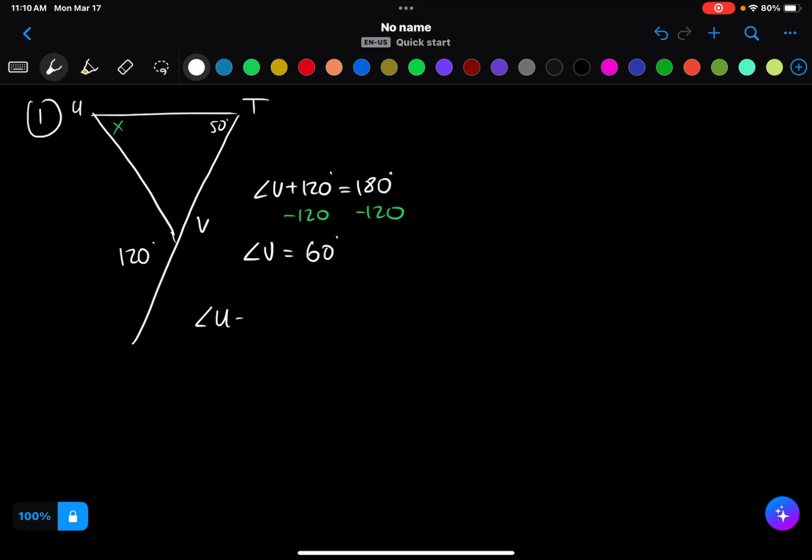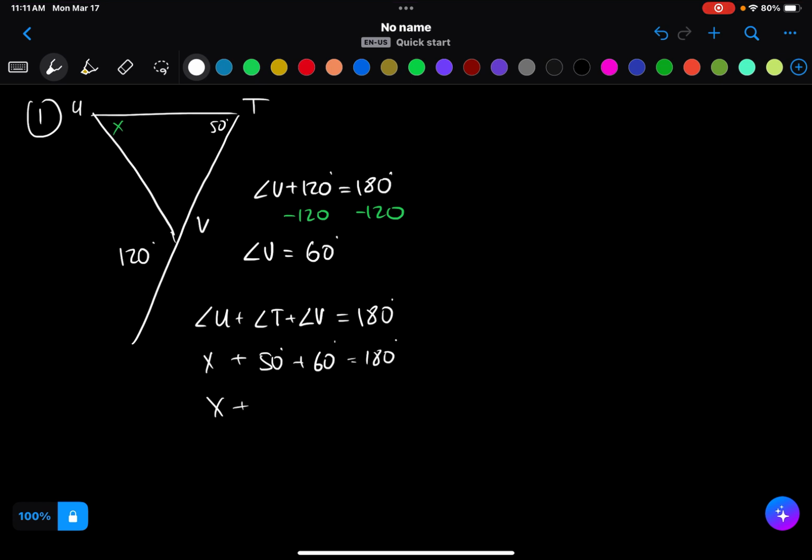Now you can say that angle U plus angle T plus angle V, oops, that looks too much like a U, all have to add up to 180 degrees because they are the 3 angles of a triangle. And now you know 2 of the 3. You still don't know U, that's still X, but T was given to us at the start and we just figured out what V is, right?